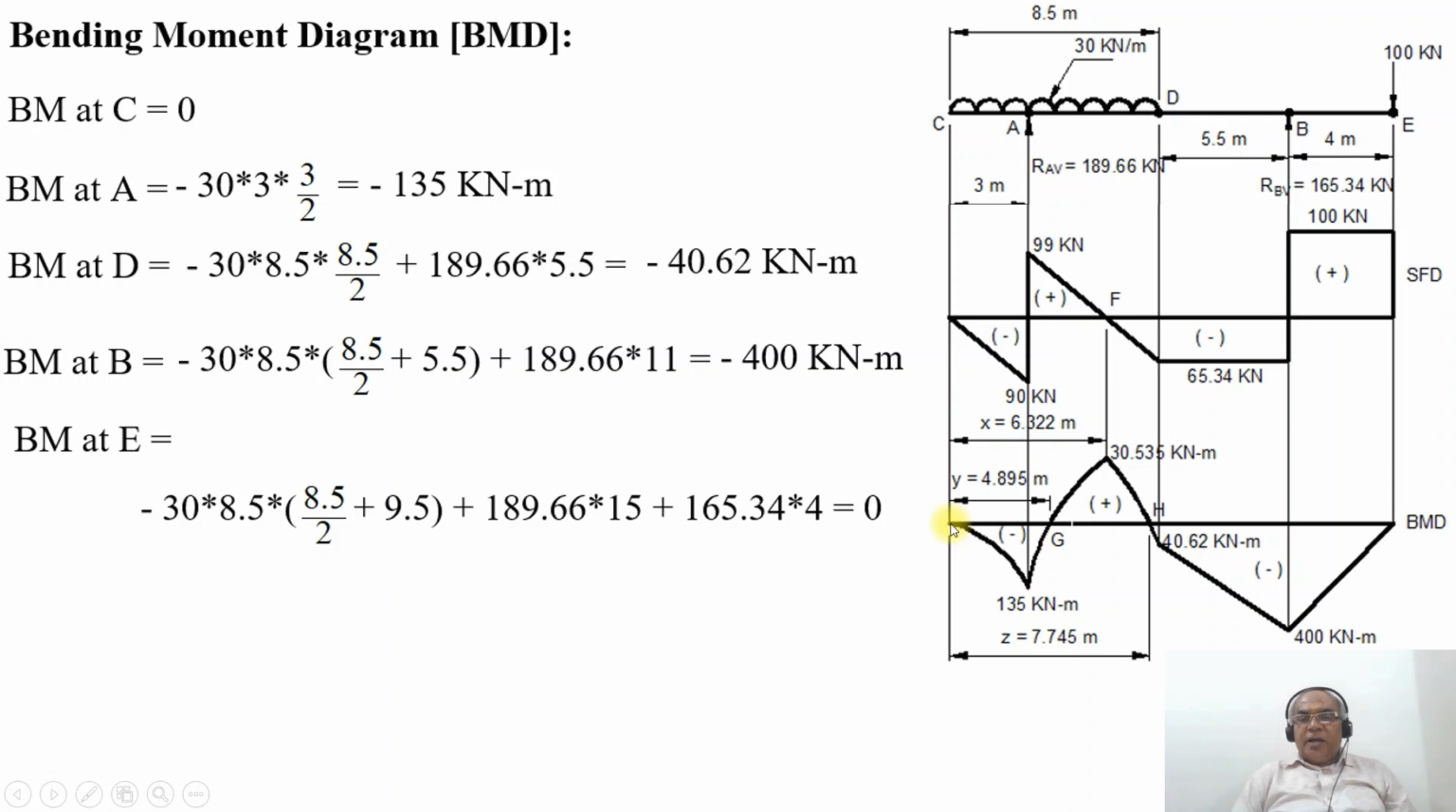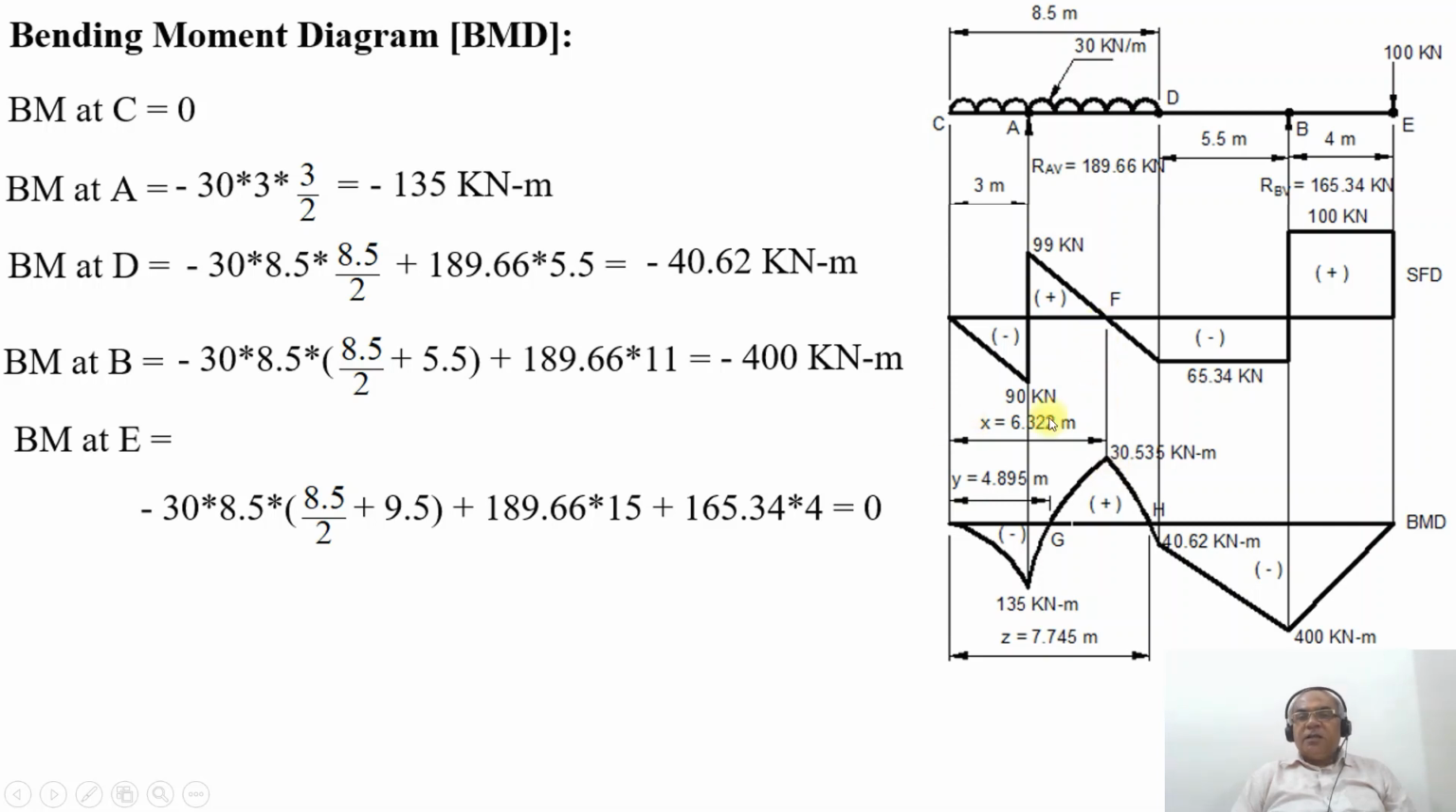Therefore, the line joining 0 to minus 135 kilonewton meter is drawn as a parabolic curve because it is a uniformly distributed load. BM at the point D will be equal to minus 40.62 kilonewton meter. You can't join 40.62 to 135 kilonewton meter directly, because between A and D, SF changes its sign from positive to negative. Therefore, you will get the maximum bending moment at that particular point.